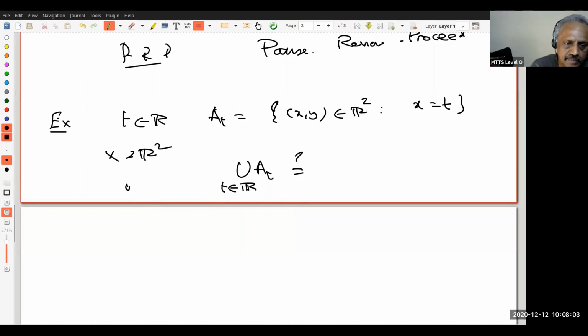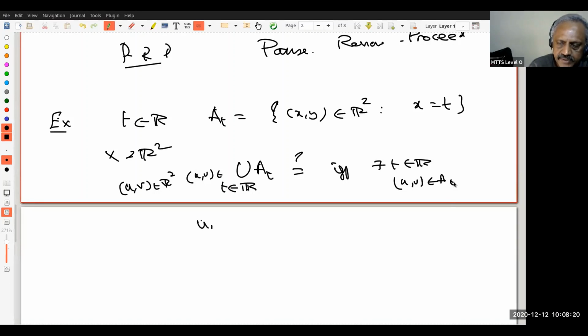So you start with an element (u, v) in R². I have to ask the question: when does (u, v) belong to A_t? (u, v) belongs to A_t if and only if there is a t in R so that (u, v) belongs to A_t. You understand?